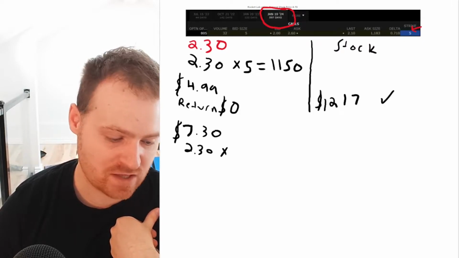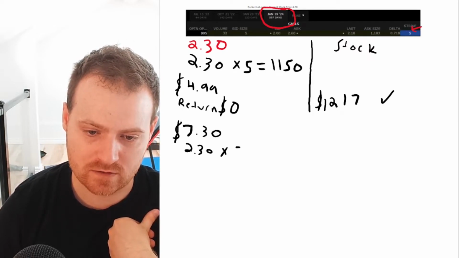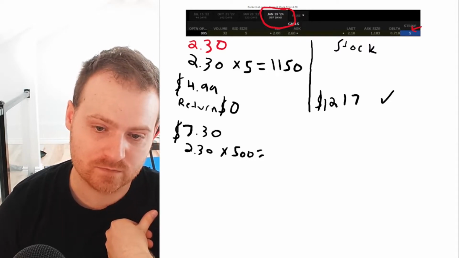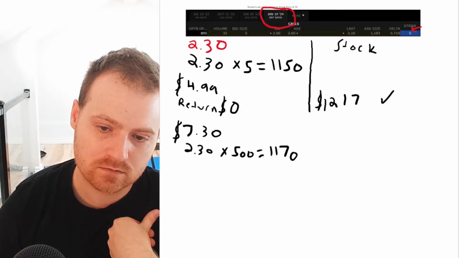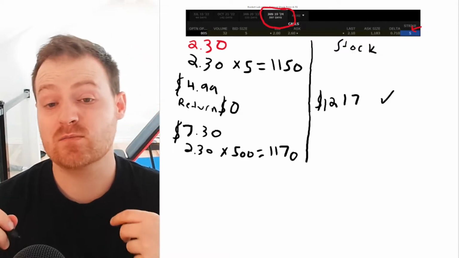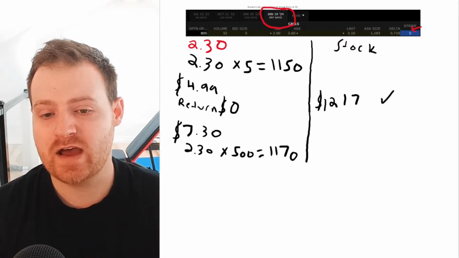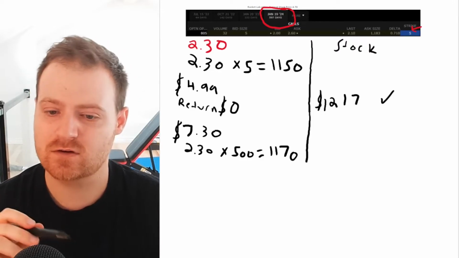Now, if we times that by 500 for our 5 contracts of 100 shares, that is $1,150. So this is our break-even point. This is our break-even point for the option. Now we haven't lost any money, but we haven't really made any money either. So we need it to go up to $7.30 in order to break even.